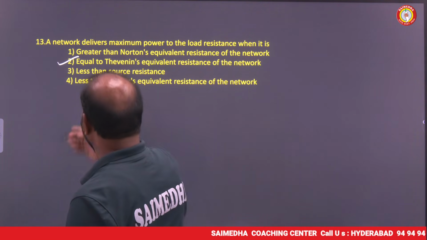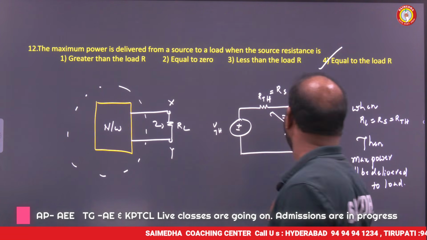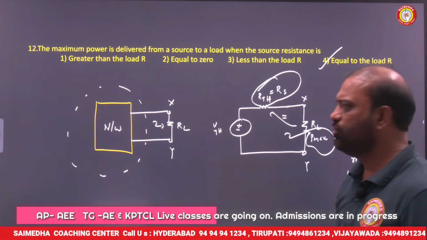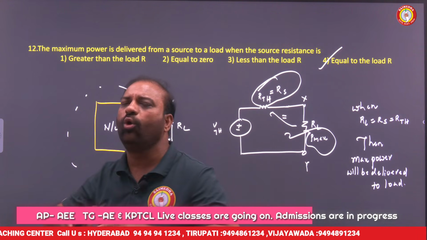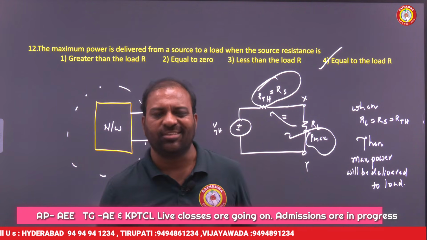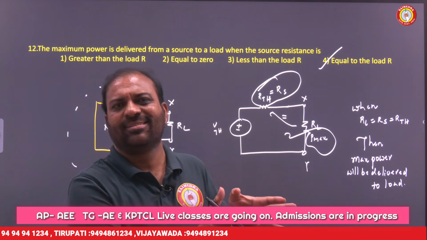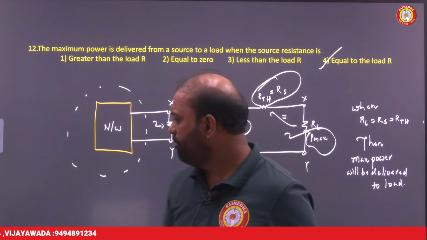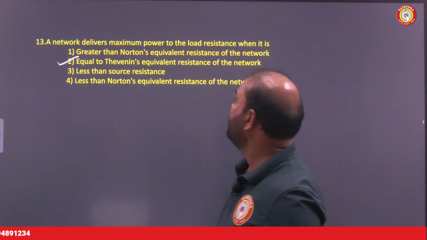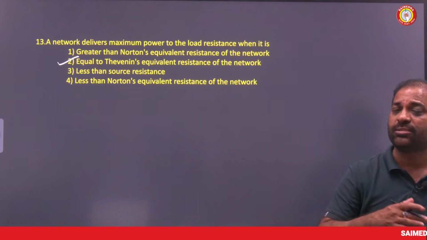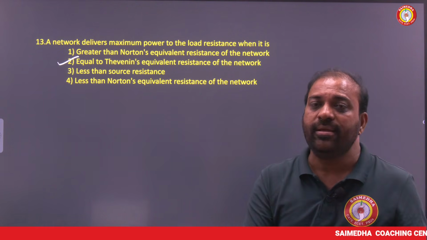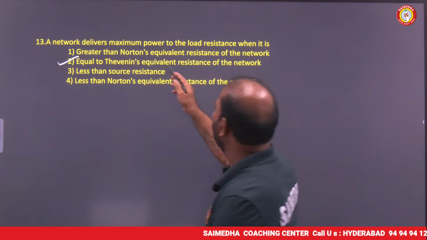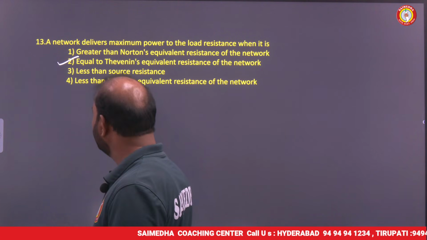Here my friends, just now I told you the same repeated question. Source resistance is nothing but Thevenin's equivalent circuit. We replace the whole network by simply Thevenin's equivalent circuit, which shows Thevenin's voltage in series with Thevenin's resistance. Thevenin's resistance is nothing but source resistance only. So definitely in a circuit, maximum power transfer to the load always takes place when load resistance is exactly equal to the source resistance, meaning Thevenin's resistance. So clearly equal to Thevenin's equivalent resistance of the network. So option 2 is the right answer.